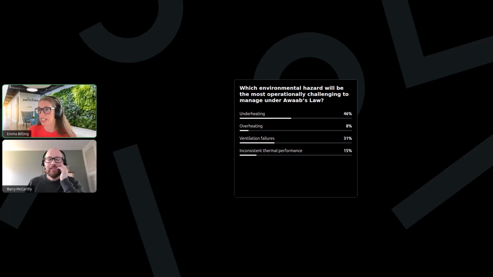Followed up by ventilation failures. So I think it backs up what Barry says. We already know that this is a key driver for damp and mould, and ensuring that we know what's going on in a home and how that ventilation is performing. Followed by inconsistent thermal performance. So we know that insulation is a factor there, but it could be the heating system not being used optimally.